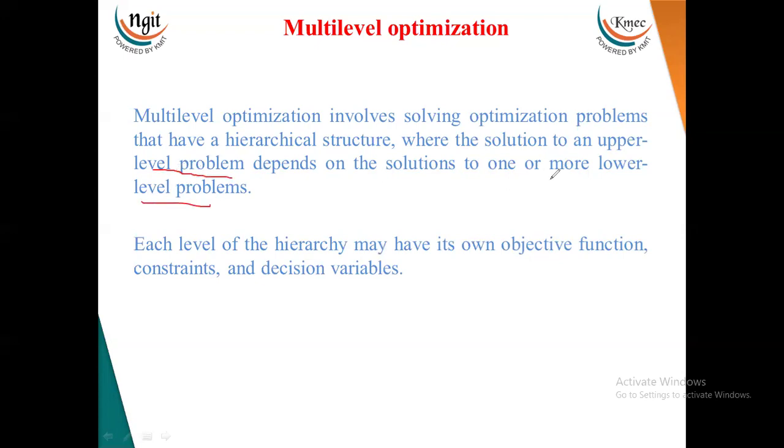Upper level always depends on one or more lower level problems. And this will consist its own objective function, constraints, and decision variables. So remember, you'll have two types of problems, upper level and lower level. And upper level problems will be depending on solutions of the lower level problems. And it will contain three parts: constraints, decision variables, and objective functions.